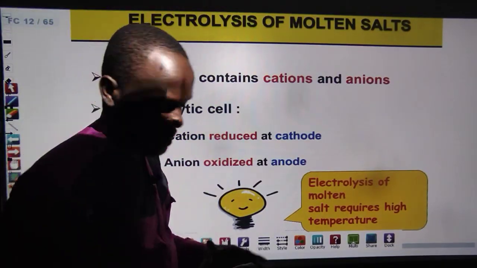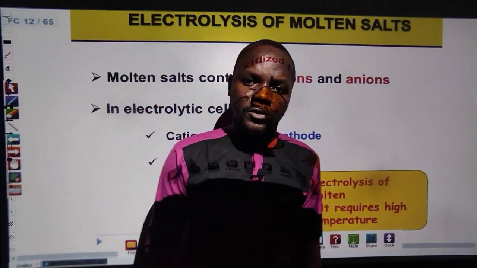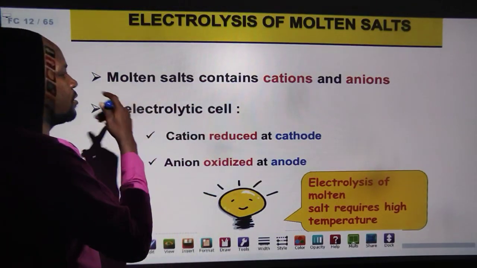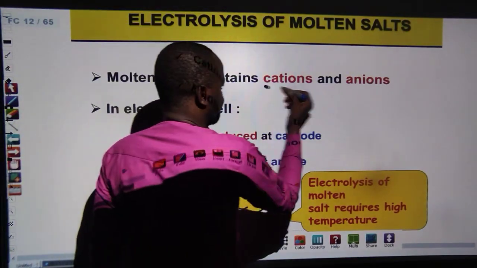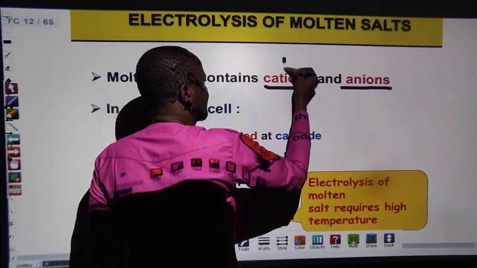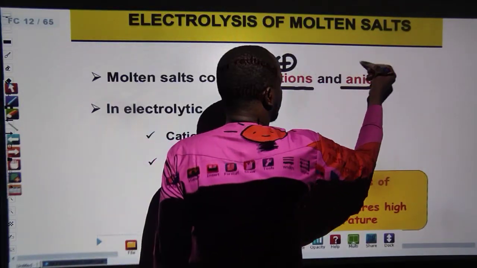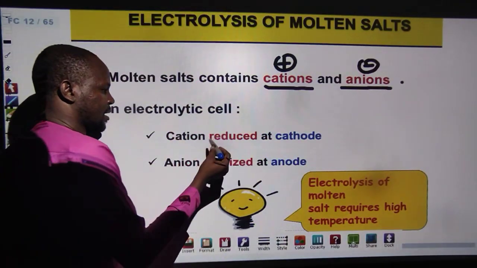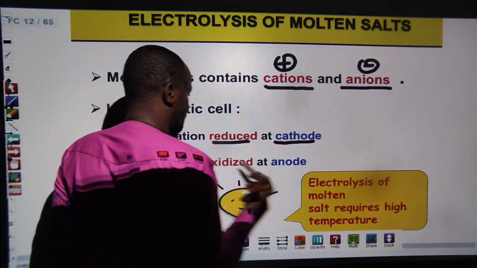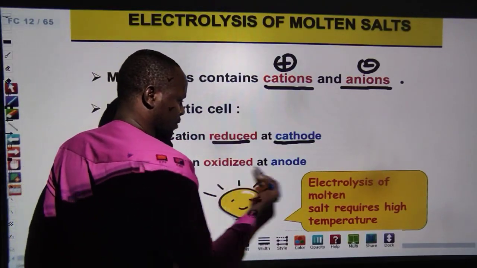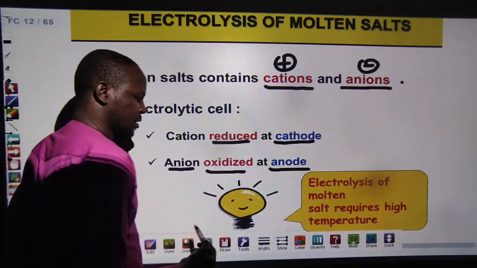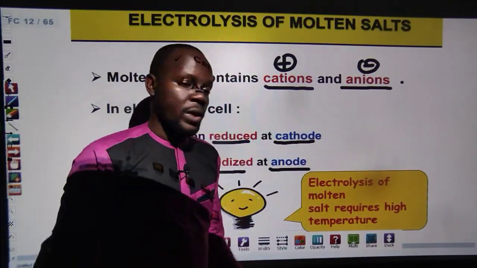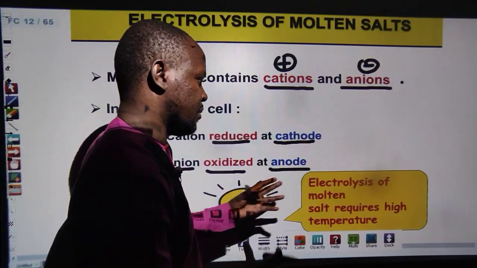We now start with electrolysis of molten salts. That's the first one I'm going to do today, the first one, not the last one. Molten salts contain a cation and an anion. We know a cation is a positively charged ion, and an anion is a negatively charged ion. In an electrolytic cell, cations migrate to the cathode, where reduction occurs. Anions migrate to the anode, where oxidation occurs. So let's check out how to electrolyze molten salts, which require high temperature to melt. That is what we want to talk about.